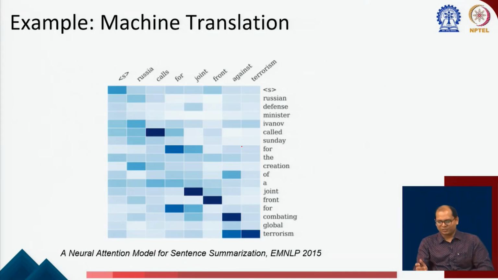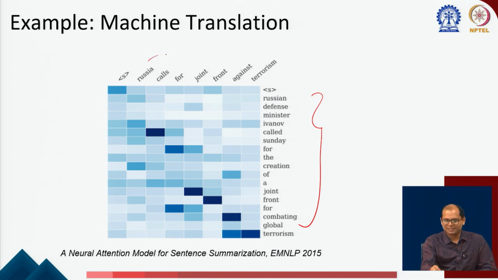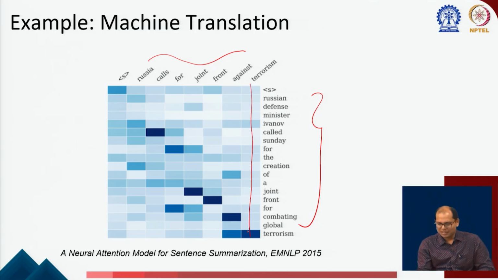Also in summarization, this is your input and this is the output, and you can see while generating the output, the shorter text, terrorism focused on this, but against focused on combating. You see there are different words, but for generating against, you focused on combating. Similarly, calls focused on called and so on. So, you can find nice interpretability with the attention mechanism.